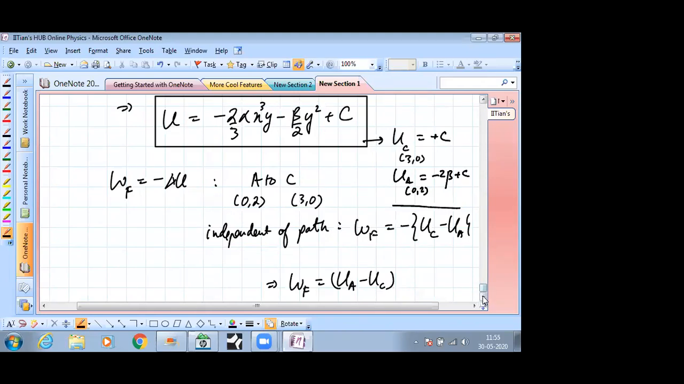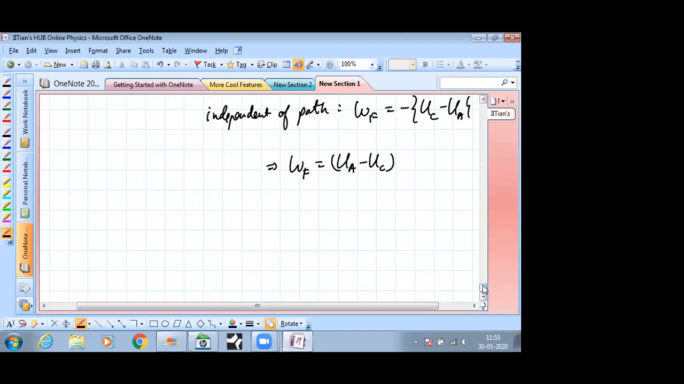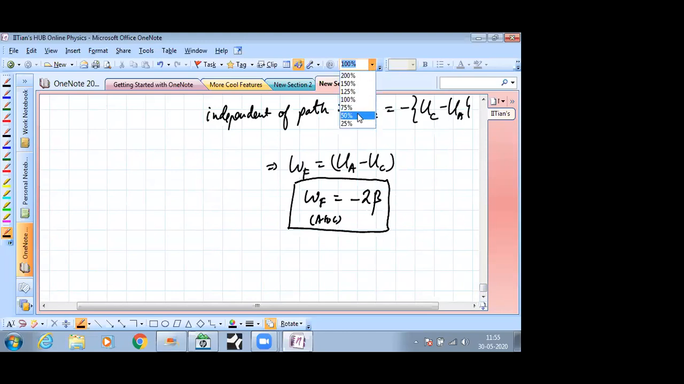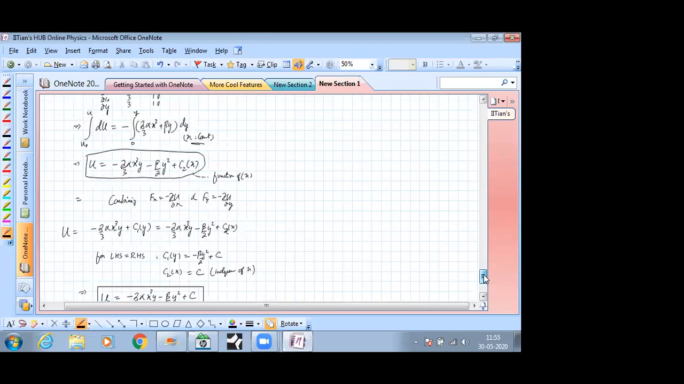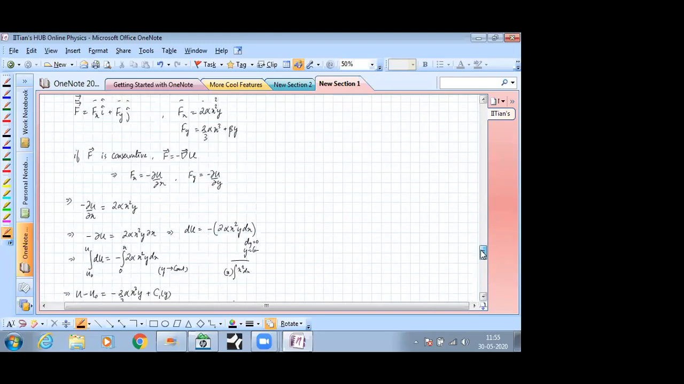Therefore, you can see it becomes minus 2 beta, via any path. So this is like solving the purpose of both part 1 and part 2 by first solving the fact that it's a conservative force and finding the formula of potential energy. So I'll just leave you with the steps for a bit.